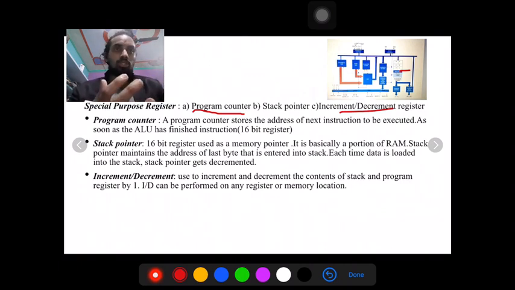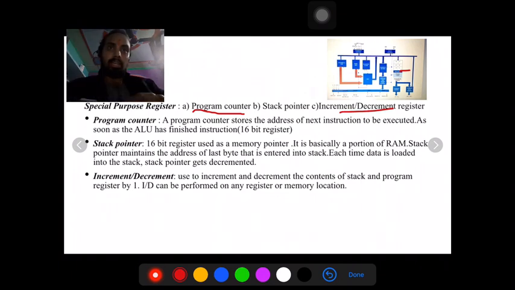So the program counter, it's counting. It is basically counting your program. A program counter stores the address of the next instruction. That means what is going to happen next, it is going to store first. This is very important. It is going to store the next instruction. As soon as your arithmetic logic unit does its work, it is ready. Basically it's a 16-bit register. It is going to store the address of the next instruction.